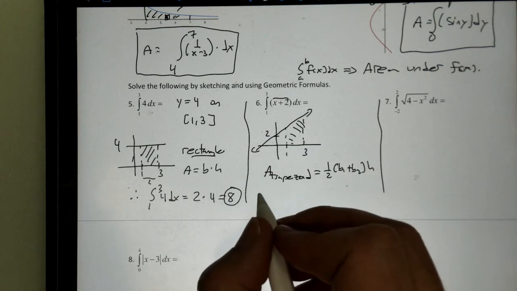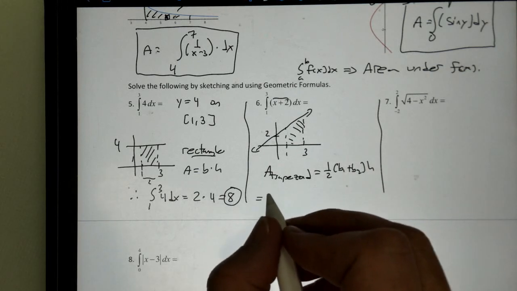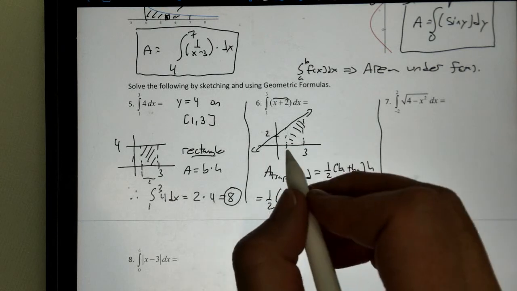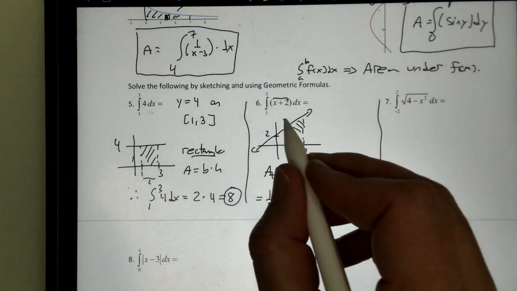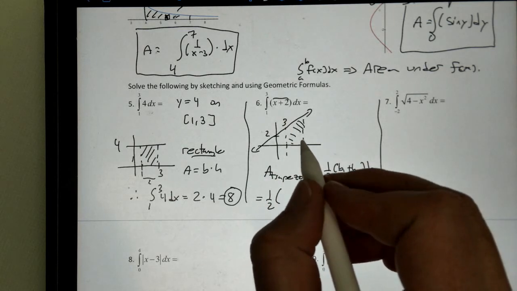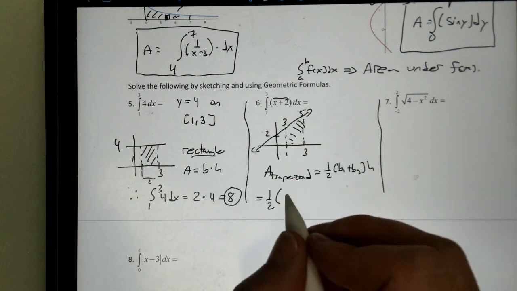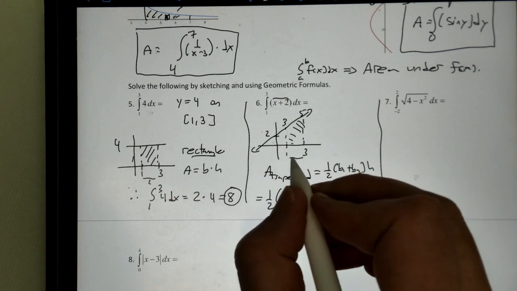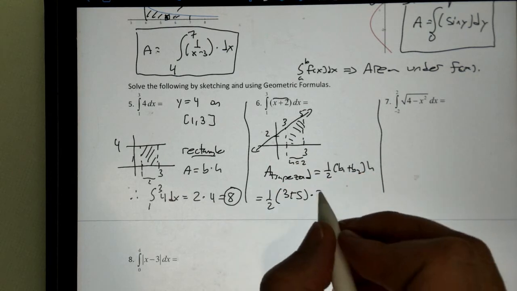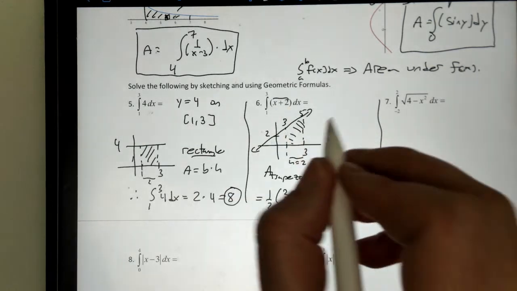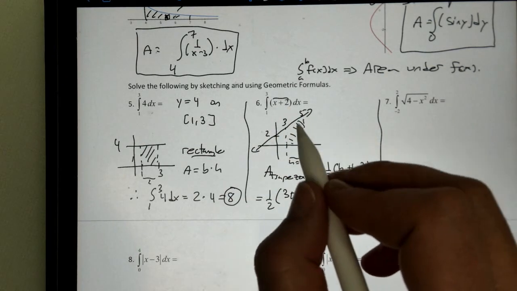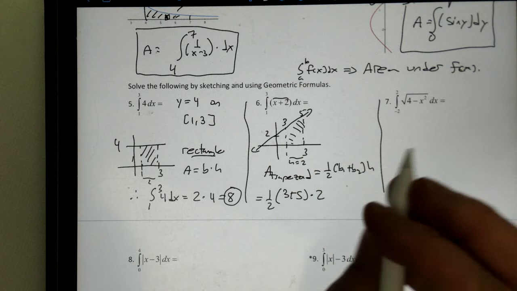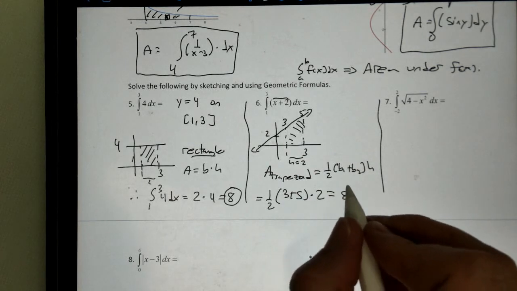So how do I get my area here? 1/2 my bases. So you ready? At 1, this base is going to be up at 3, and then at 3, this one's going to be at 5. So it's going to be 1/2 times 3 plus 5 times the height, and that's going to be 2. You might be thinking, well, why is the height 2? Well, in a trapezoid, the bases are always parallel to each other. And if I simplify this, I just get 8.